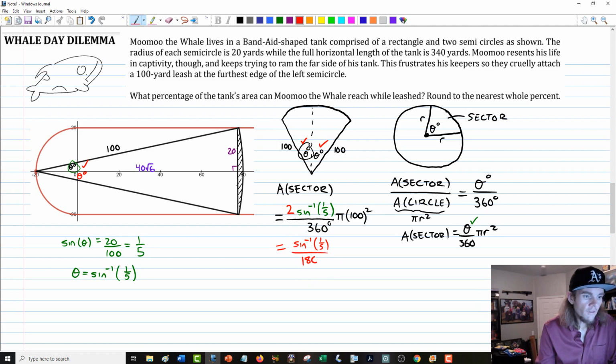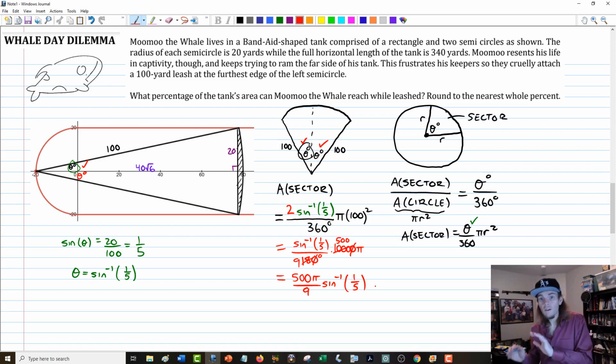So sine inverse of 1/5 over 180 degrees, and this is all times pi times 100 squared. So that's 1, 2, 3, 4 pi. If we want to simplify it a little further, we can. So based on that, is that 1,000 pi? We're going to get that this area is 1,000 pi over 18. That can be 500 pi over 9. We're going to get 500 pi over 9 times sine inverse of 1/5.